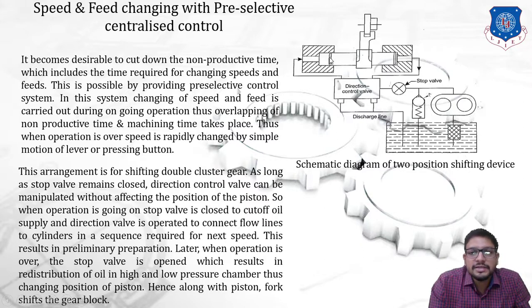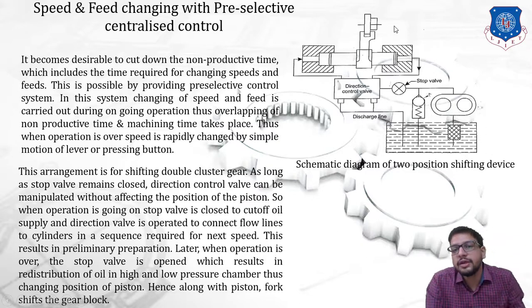Now within this hydraulic cylinder there are two pistons. On this side there is one piston, on another side there is another piston. And on this piston rod there is a gear shifting fork. Now you can see this fork is in contact with a double clutch gear. So this is a representation of a double clutch gear and this line is a representation of a shaft. Okay, which we have seen in our previous simple centralized control, right? So again, this arrangement of pre-selective method is used for controlling and changing the speed of a gear box.